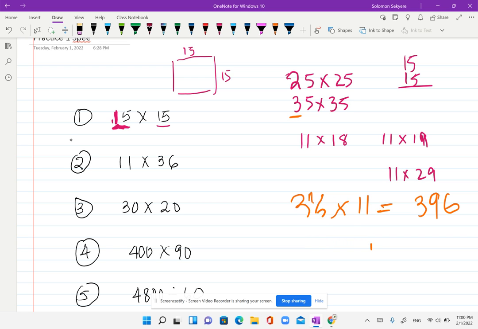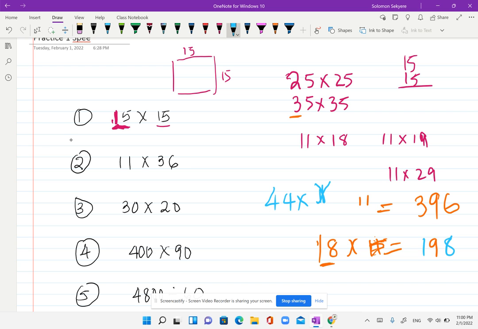Okay, so try 18 times 11. What am I going to do? Don't look at the 11. Look at this number here. 1 plus 8 is 9. And that's what goes in the middle of the 8 and 1. So it should be 198. Now you can try 44 times 11. Don't look at this number, just this. 4 plus 4 is what? 8. Put it in the middle. 484 is your answer. Got it?